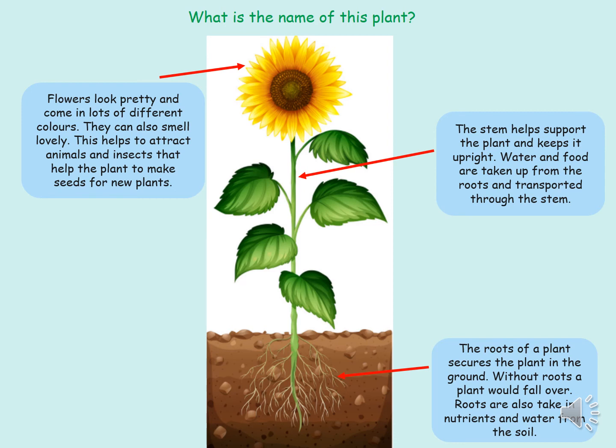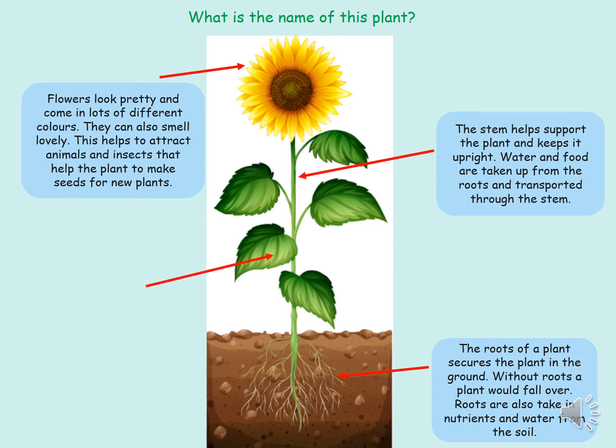It keeps it upright and it makes sure that the plant stands tall so the sunlight can shine on it. Water and food are also taken from the roots up to the stem, and the stem helps transport the water and the nutrients to the leaves and the flower.